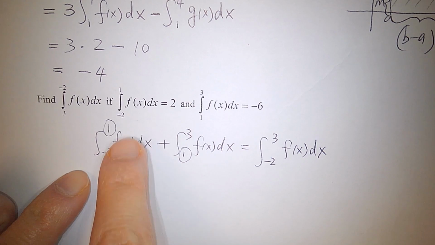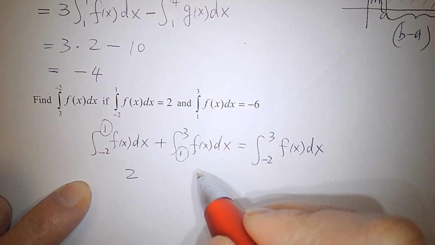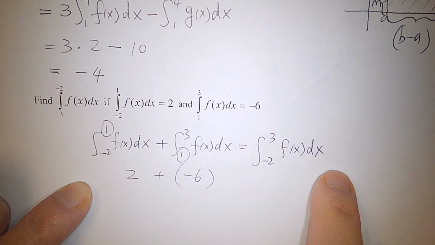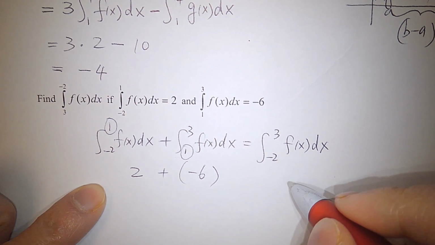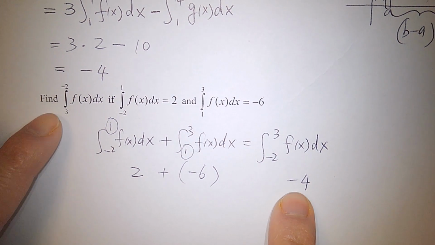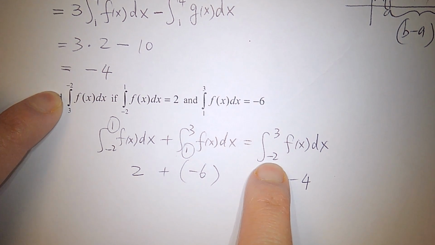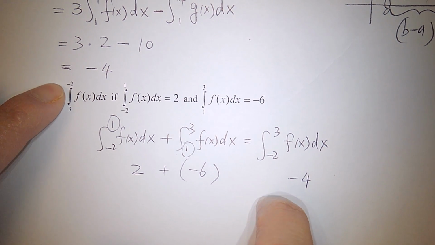So this integral gives us 2, and this integral gives us what? Negative 6, so add them up. So eventually the integral from negative 2 to 3 of f of x equals what? Negative 4. But do you think this is the one we are looking for? Exactly the same? What's the difference between negative 2 to 3 and 3 to negative 2?